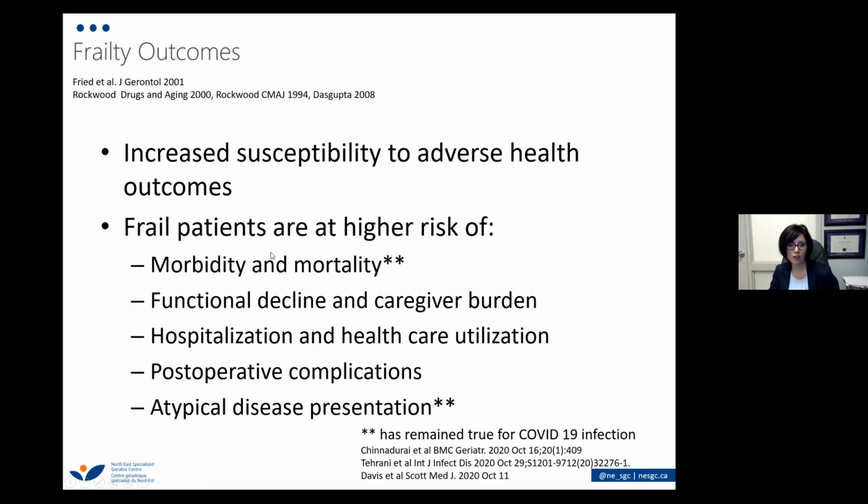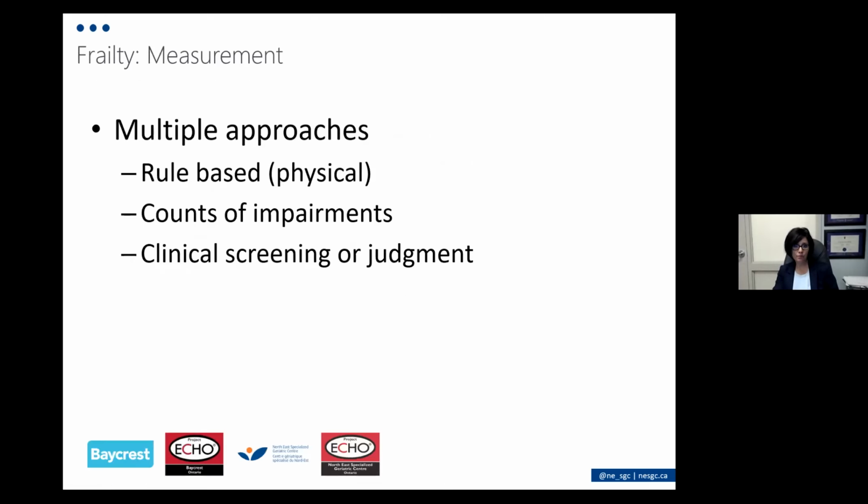We do know that if you're frail, you're at higher risk of dying, of having functional decline in caregiver burden, of being hospitalized, and you are much higher likelihood of utilizing healthcare. It's more predictive of postoperative complications than age, and very much predictive of an atypical disease presentation. So what I showed you earlier, in that someone who's frail doesn't necessarily read the textbook and give you the chest pain radiating down the arm. They can just present as confused. And this has remained true in the setting of COVID-19. So people presenting with just delirium and testing positive for COVID-19, we have seen that in frail individuals throughout the pandemic.